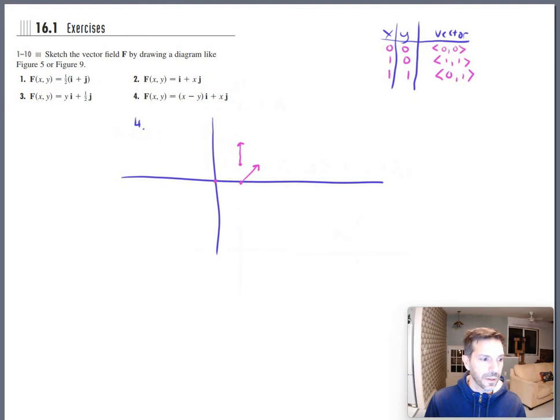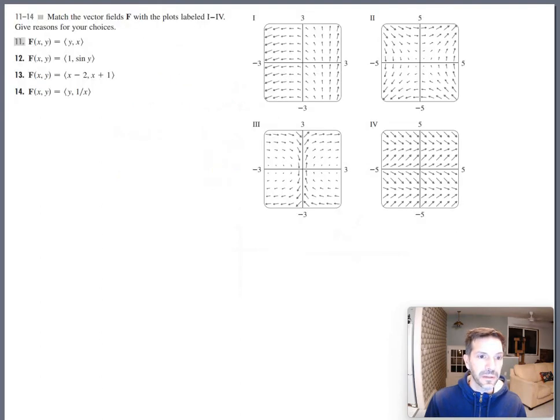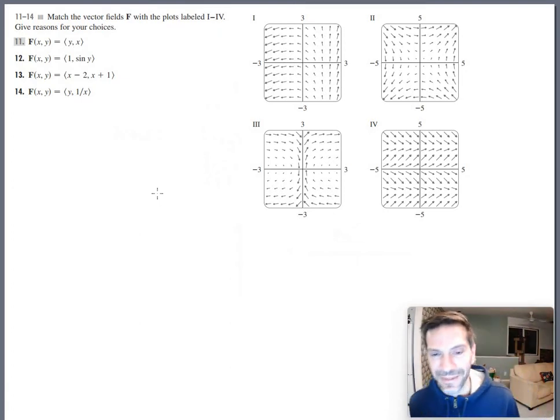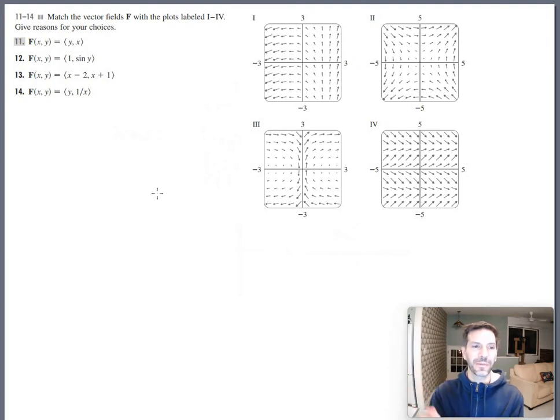Okay, so that's the first few homework problems actually, and let's move on to the next little chunk, which is matching. And of course, you could just grab the graphing app and just graph all 4 of these and match them up, but you'll get more benefit out of this if you do it without the graphing app. So hopefully at this point you can say, okay, what would a vector field look like if the x component of the vector was the y coordinate of where it begins, and vice versa.